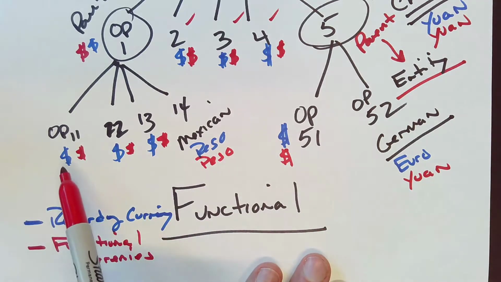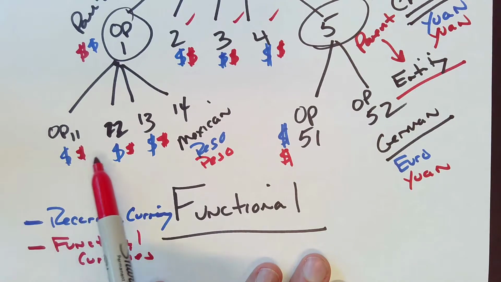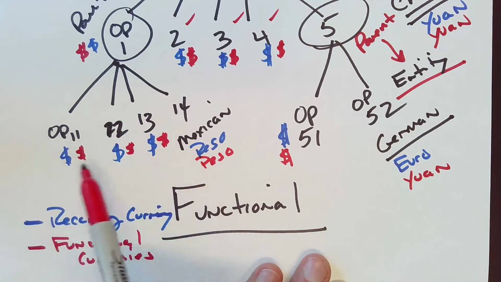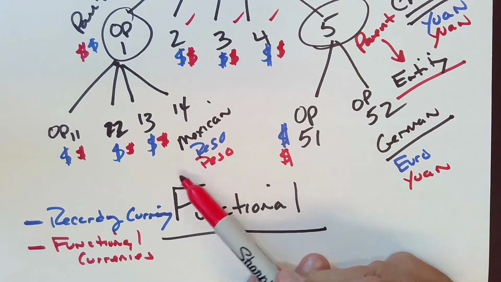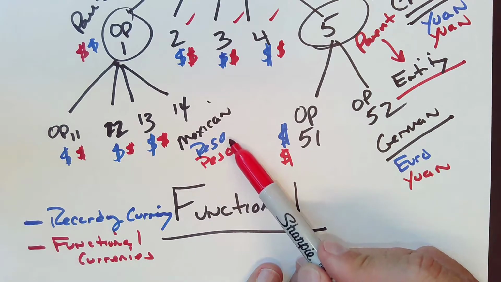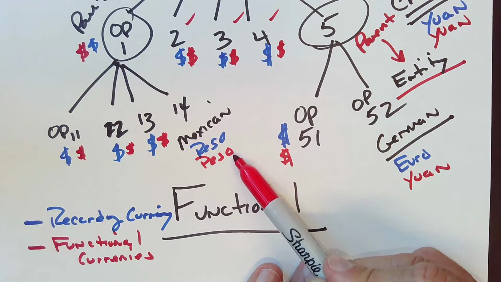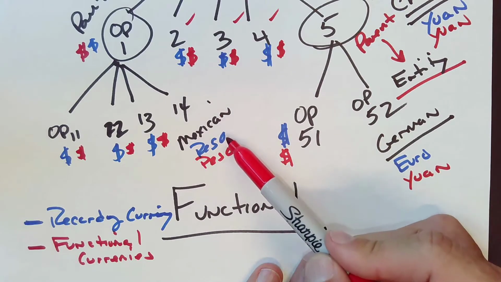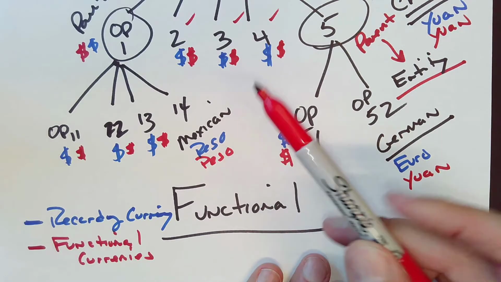So these are easy, right? Recording and functional are the same, right? We don't have to do any remeasurement here. And the same thing with the peso. The peso, the recording currency is the peso. The functional currency is the peso. We're good.